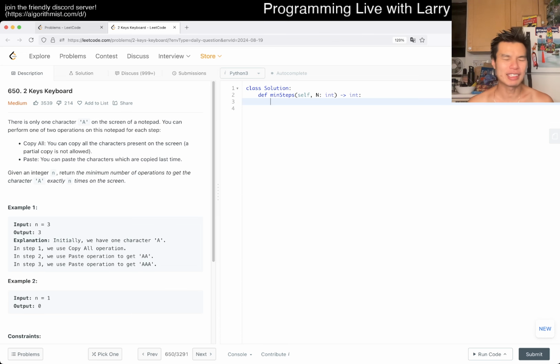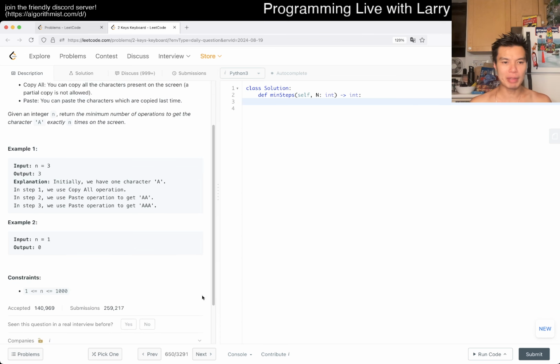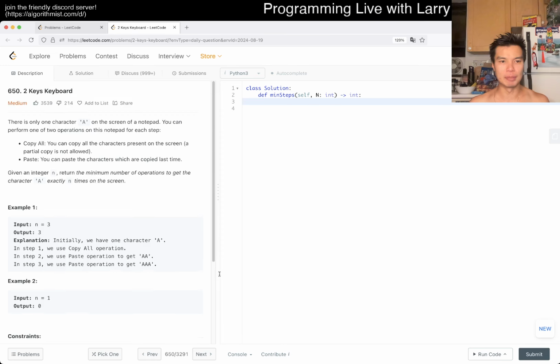So yeah. All right, so let's take a look at today's problem, 650, 2 Keys Keyboard. There is only one character A on the screen of your notepad. You can perform one of 2 operations on this notepad for each step: copy all and paste. So you have to get A exactly n times using copy all and paste. I feel like this is probably going to be some sort of dynamic programming, and with n equal to 1000, we could even be n squared and it'll probably be okay.